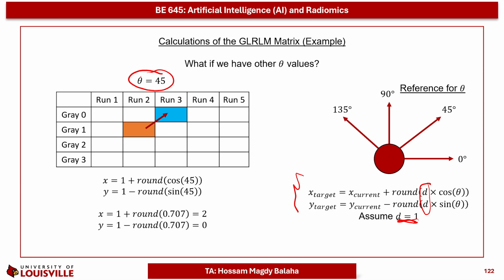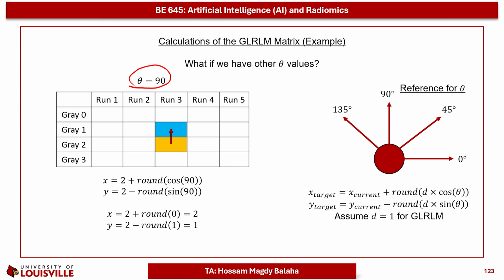So if you have 45, then it will be 1 plus the rounding of cosine 45, which is 0.707. The rounding of it will be 1. 1 plus 1 will be 2, which is here in the x direction. And 1 minus the rounding of this value, 1 minus 1 is 0. So the y value will be here. So this is the cell for the direction or the next one.